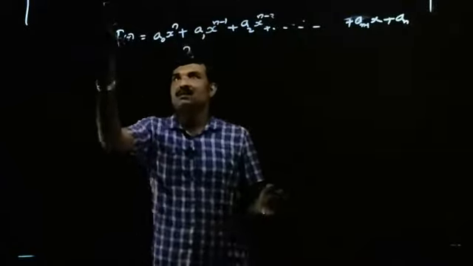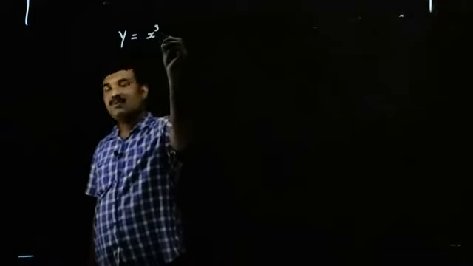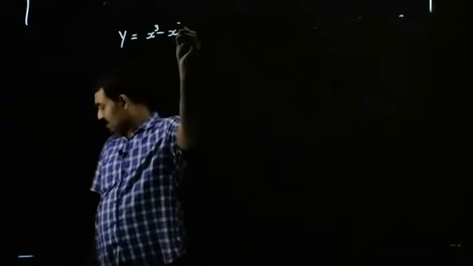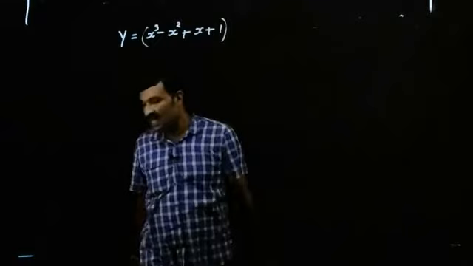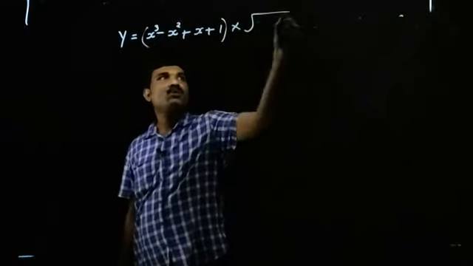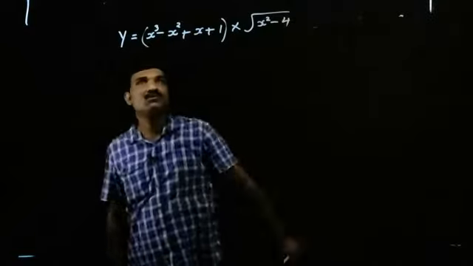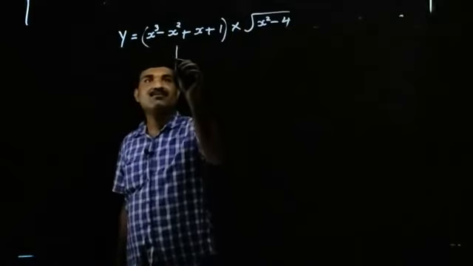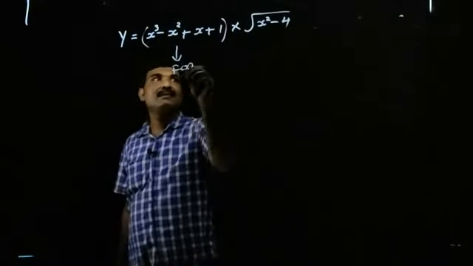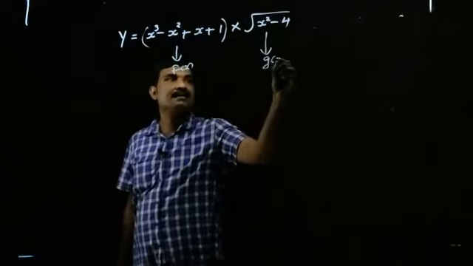So based on this, I'm going to do a problem consisting of a polynomial function. Okay, let us do it. I have a function y equal to x cube minus x square plus x plus 1, multiplied by square root of x square minus 4. Right. So this is a product of two functions. We can consider the first function as f of x and the second function as g of x.